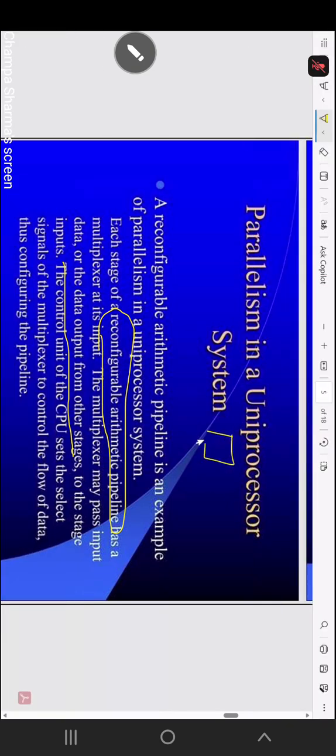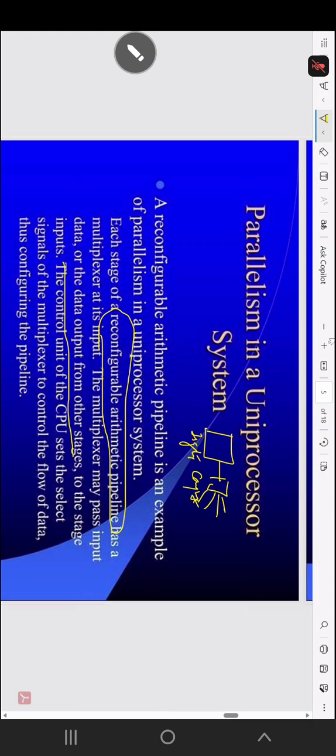This will work on a single system, a single CPU, and the data here will be executed parallelly, and the computation is divided into multiple stages. And each stage works simultaneously on different parts of data.